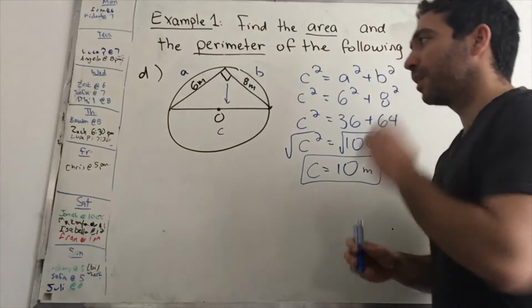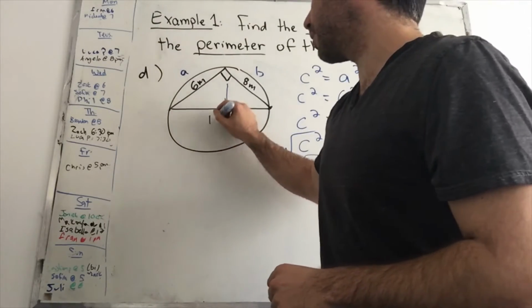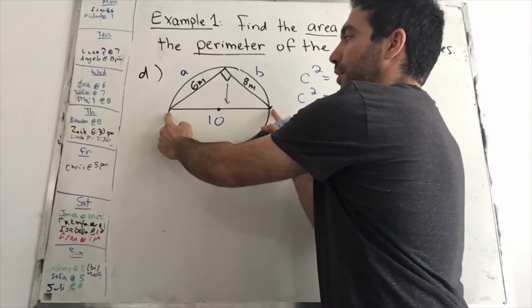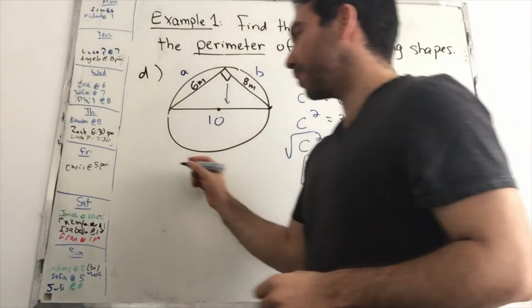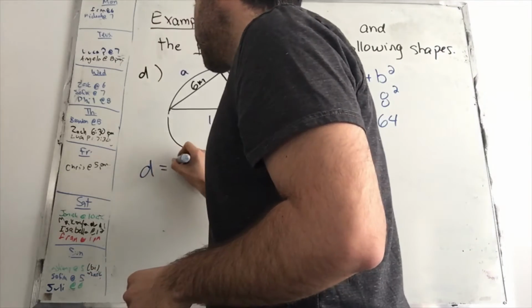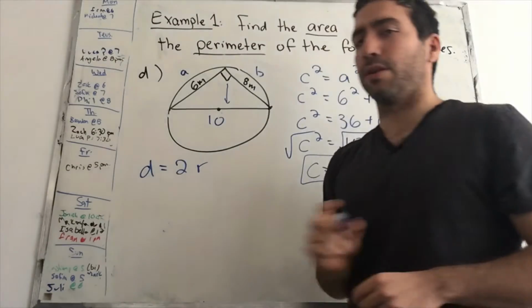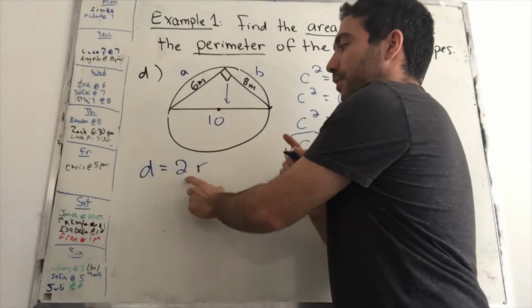Let's keep going. So we know the whole distance, the whole bottom of the triangle. Let's put this as 10. Can we figure out what the radius is? Well, you guys have to remember for circles, the diameter, let's call it d, is equal to 2 times the radius. Let's call it r. So if you multiply the radius twice, you get the diameter.